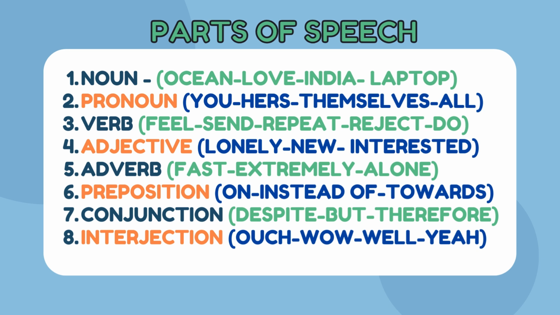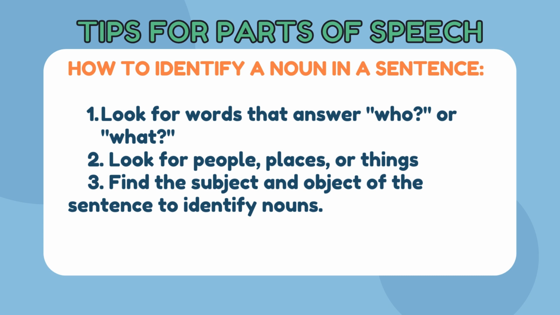How do you identify parts of speech in a sentence? Let's start with the noun first. First of all, you are looking for words that answer who or what questions. Look for people, places, or things' names. And in the sentence, first try to find the subject. Who does the thing? And then who does what? You need to find the object. So it will help you to identify nouns.